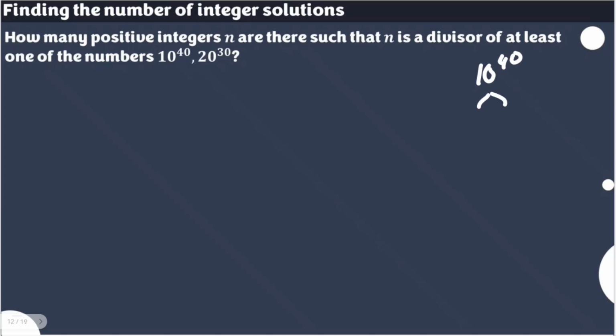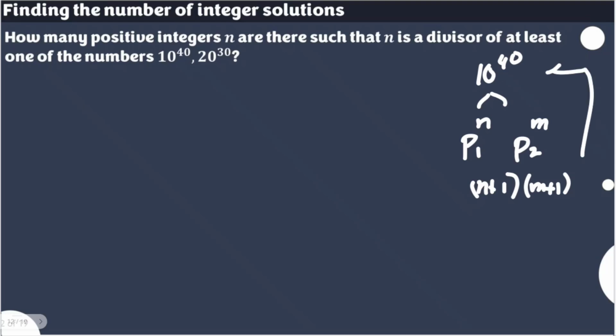We can use the prime factorization of 10. And for prime factors, for example p sub 1, p sub 2, let's say you have n and you have m as the exponents. The number of divisors is just n plus 1 times m plus 1. They are the exponents of your prime factors. But this time, we have 2 of them.